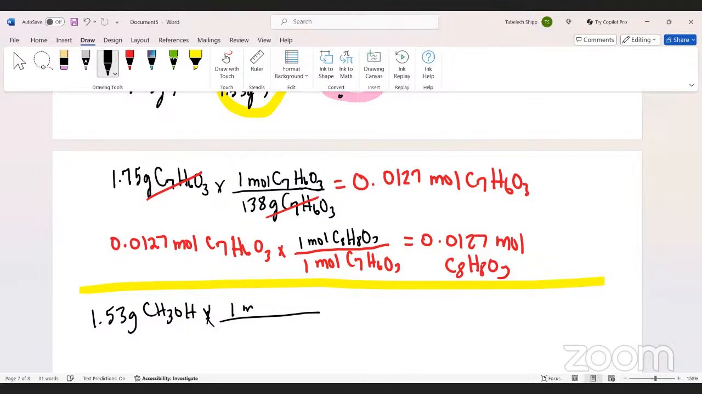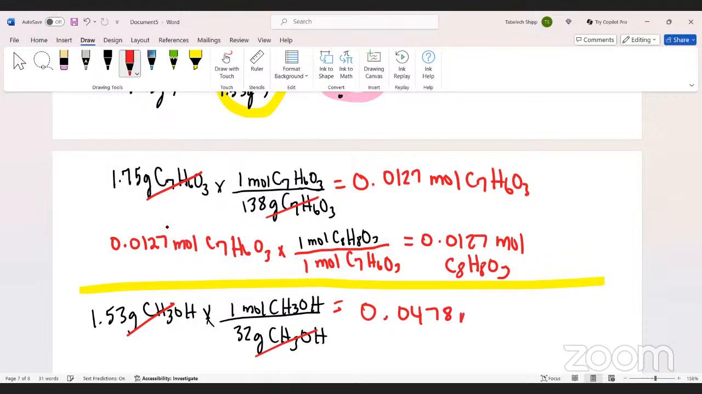On the very top, 1 mole of CH3OH. And on the very bottom, you got 32. Again, how she got that? We got 1 carbon, which is 12, plus your 4 hydrogens. So 12 plus 4 is 16, plus 16 for your oxygen gives you 32. Now, we're going to get rid of the grams. Boom, boom. There we go. Of CH3OH. And now we're going to divide that. 1.53 divided by 32. And that gives us 0.0478 moles of CH3OH.